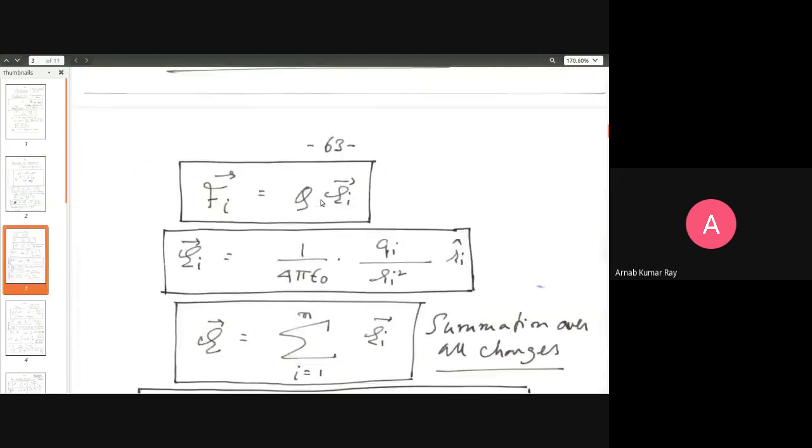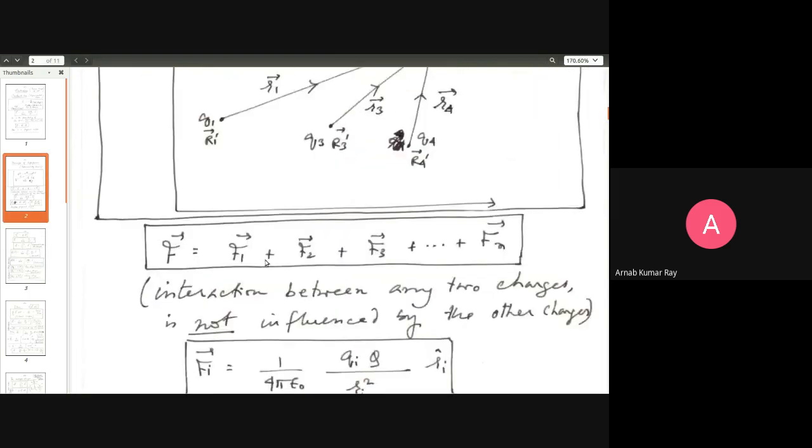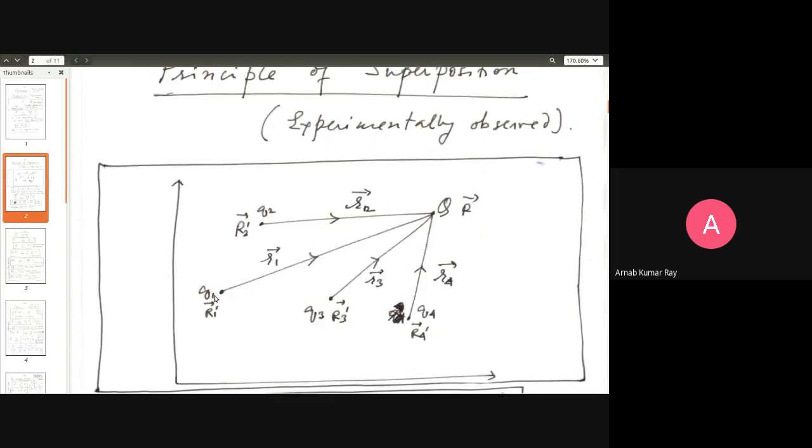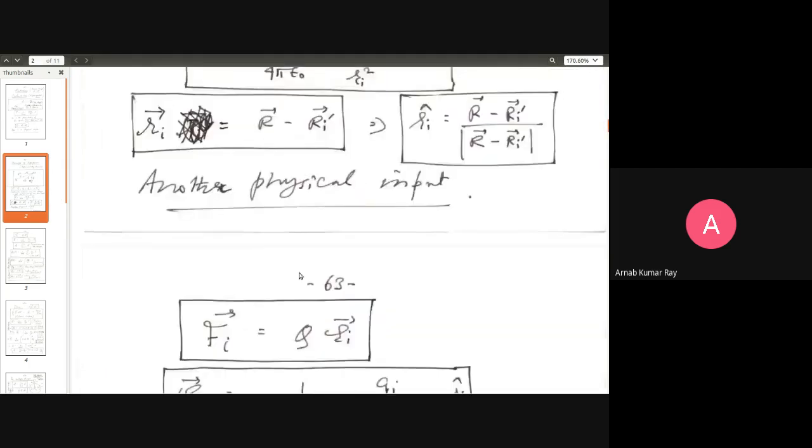What is that individual package called? That individual package is called the electric field. 1 by 4 pi epsilon naught, small qi, Ri squared, Ri cap. So this electric field, what is Ei? Ei is the electric field due to an individual source charge. Like that, it happens.